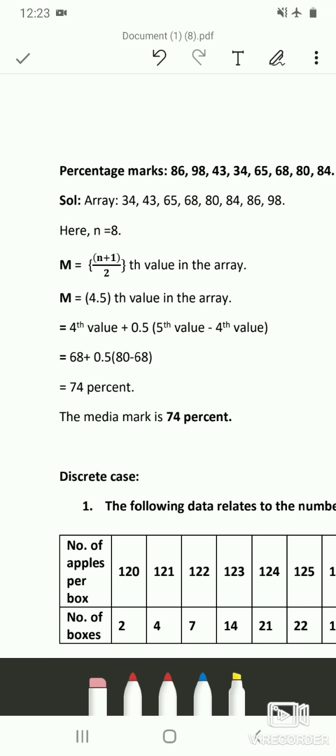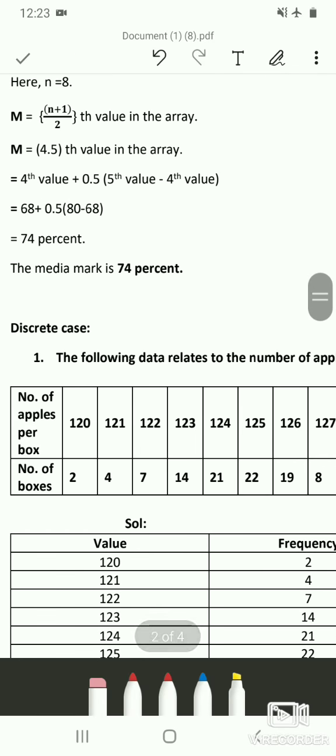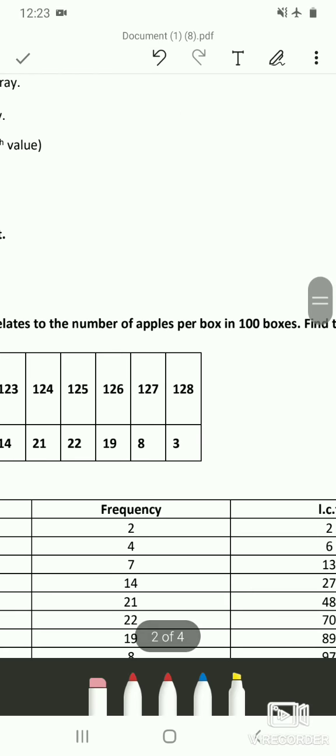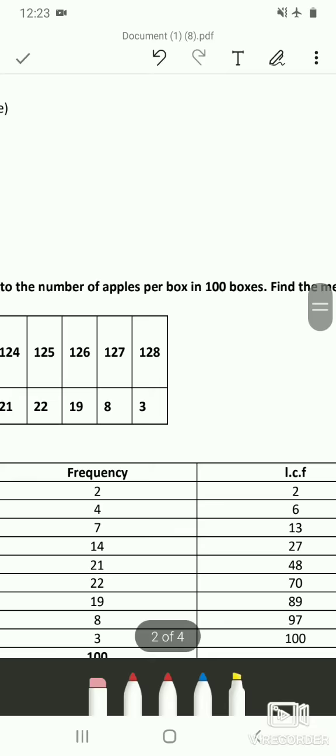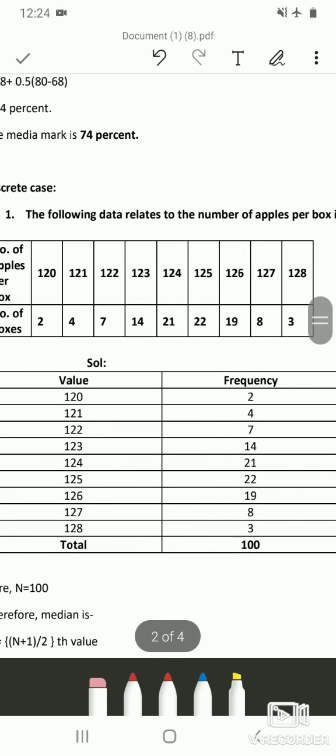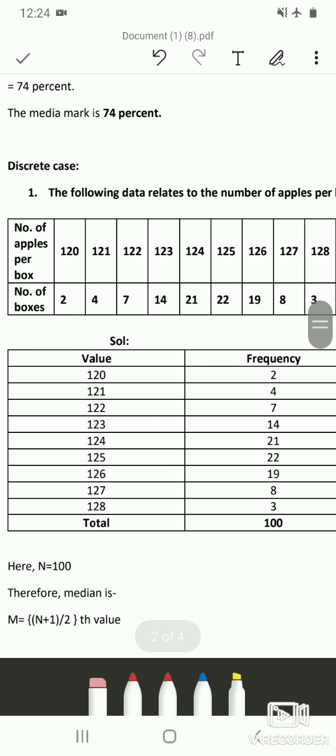So this is how you calculate median for ungrouped data. Now let's see the discrete case. The first question is: the following data relates to the number of apples per box in 100 boxes. Find the median. Here a table is given which represents the number of apples per box.